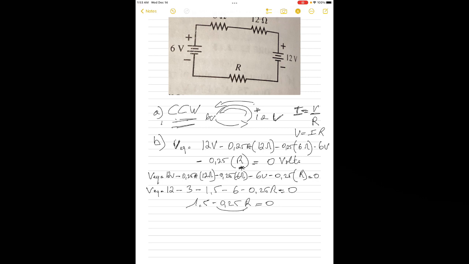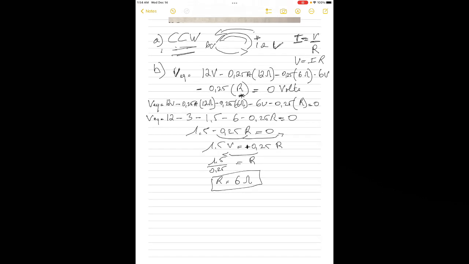So we're just going to take this and switch it here. So 1.5 volt is equal to 0.25 resistance. Sorry, this one is a plus. Okay, and then we're just going to divide 1.5 divided by 0.25 equal the resistance. So the resistance will be equal to 6 ohms. So this is the answer to question B.